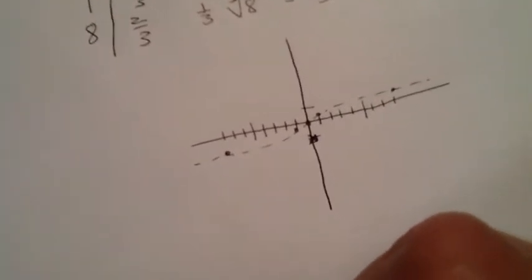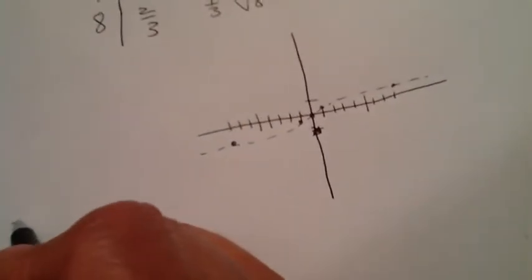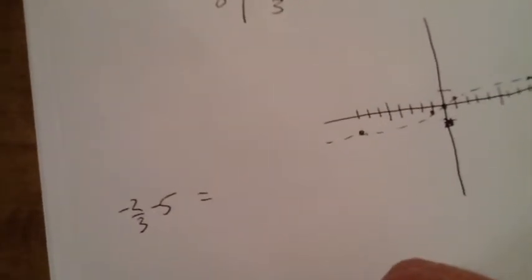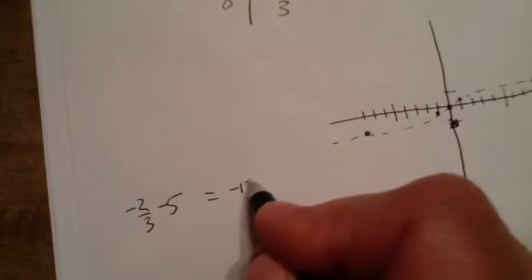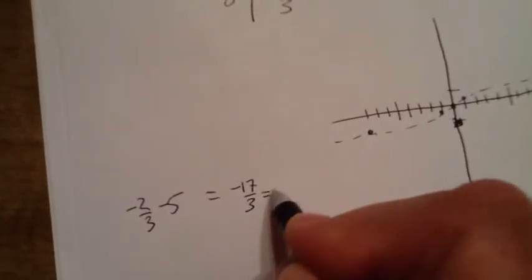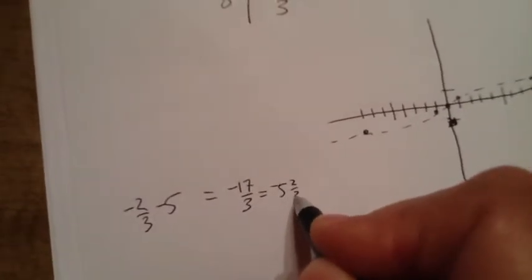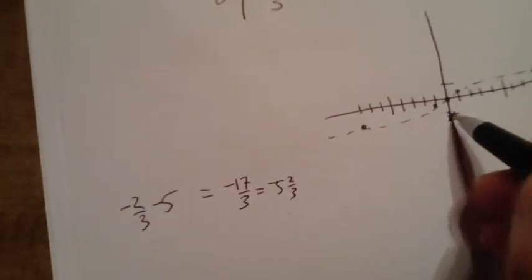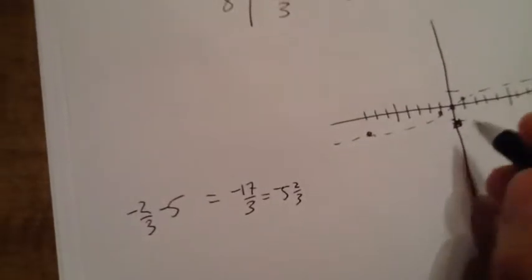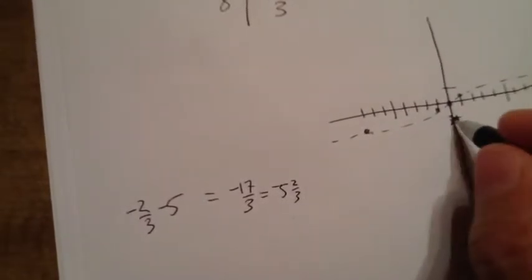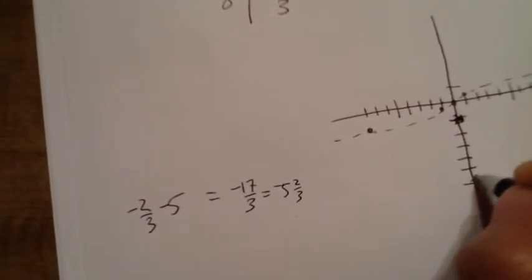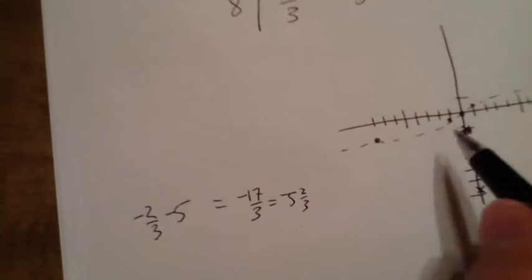All right, so I have to go -2/3 minus 5, and I'm going to get -17/3, which is -5 2/3. So I'm going to go over here and I'm going to go down to -5 2/3. So if this was a 1, 2, 3, 4, 5, 6, so that's where I'm going to be. Now I'm going to take this one.